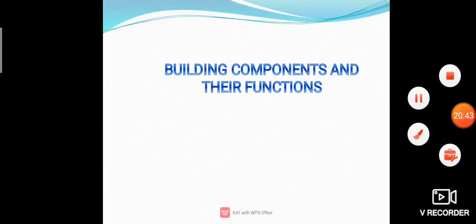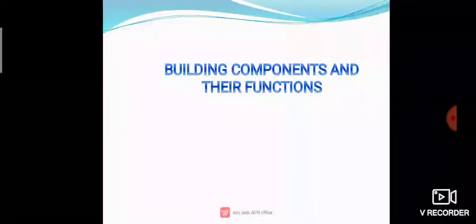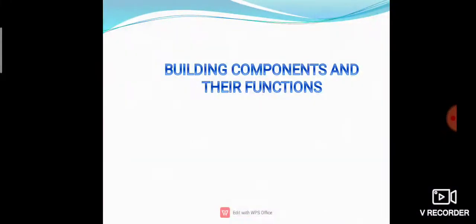Okay. So, building components and their functions. The foundation: what function does the foundation perform? Any building can be divided into two basic components: foundation and superstructure. The foundation is the part of the building which is below the ground level and not visible in the complete building. The function of the foundation is to transmit the load of the building up to the hard strata.